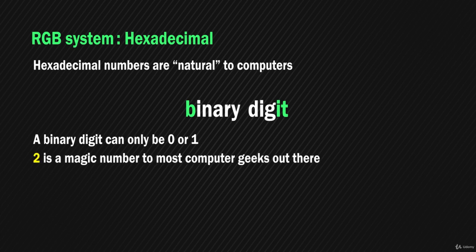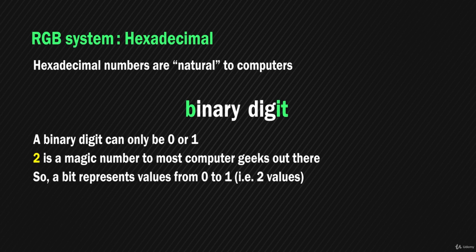And because of this, 2 is a magic number to most computer geeks out there. All signals inside a computer have 2 and only 2 different, therefore binary, values, 0 and 1. So you can kind of think of it as off being 0 and 1 being on. Or 0 can be false and 1 can be true. In computer terminology, one piece of information which can store either a 0 or a 1 is called a bit. So, in other words, a bit represents values from 0 to 1, i.e., it can represent 2 values.